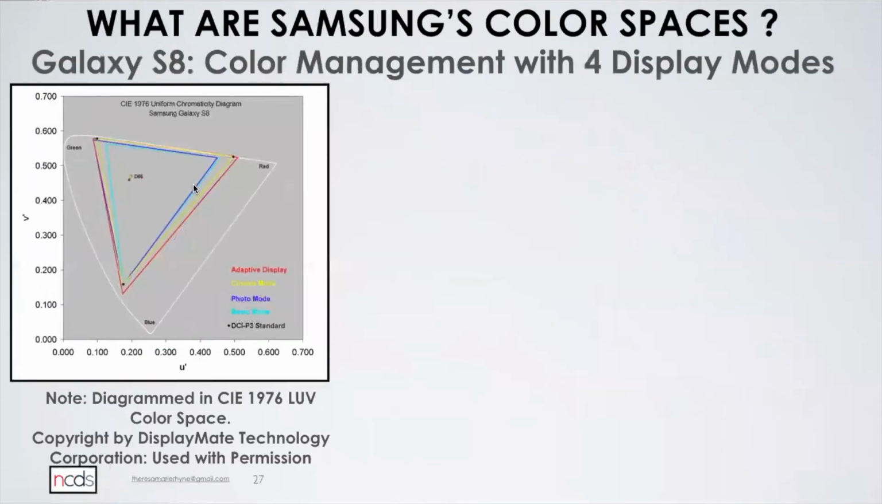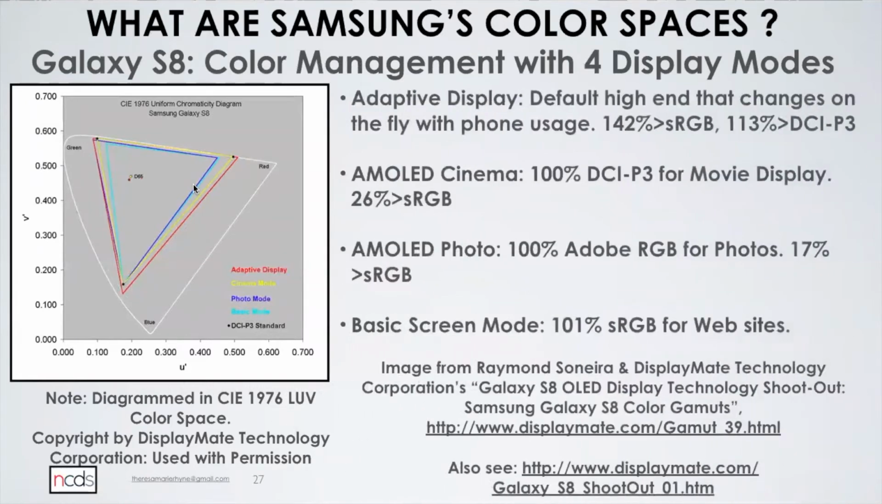So here's the competitor. Samsung color spaces, their Galaxy S8 phone actually did this before Apple's iPhone 10. They have an adaptive display technology, which is 142% greater than sRGB, 113% DCI P3. They call theirs AMOLED cinema and photo. What they do is automatically convert between the two, so they can support photo, cinema, and basic screen mode.